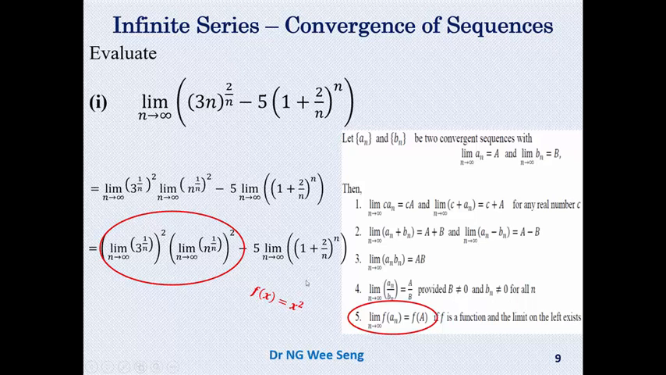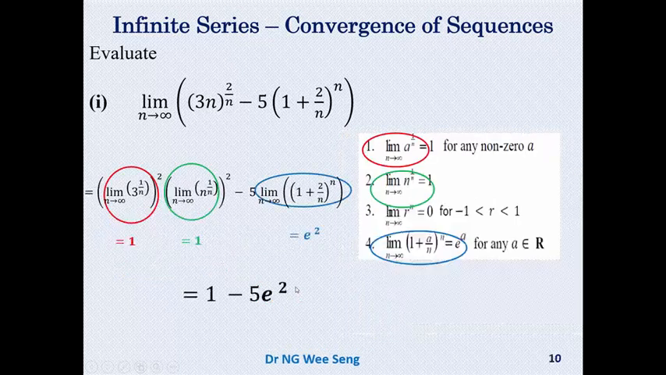We are now ready to apply the standard results on limits. So here is the list of the 4 results. It turns out that we need to use 3 of them. This requires careful inspection. For the first term, 3 power 1 over n, this is of type number 1, a constant power 1 over n, the one I circled in red. The second one is n power 1 over n, so that is from result number 2.